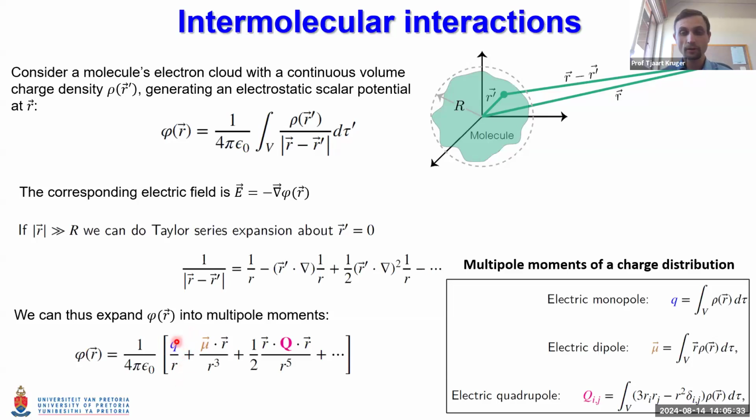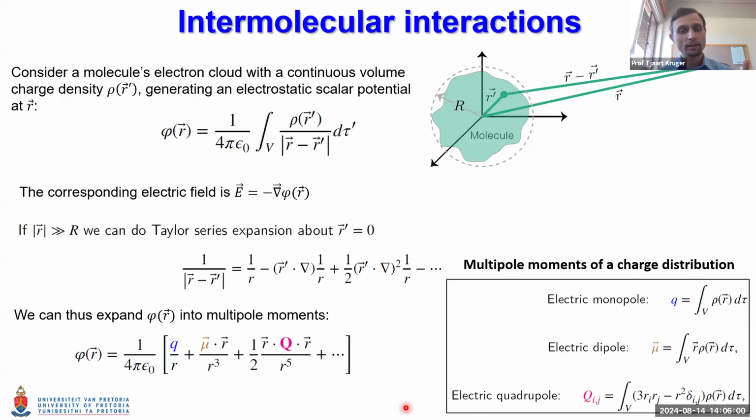So the first term, Q here, gives us the electric monopole, and this is the case when we have a charged molecule with an electric charge, Q. The second term is related to the electric dipole. So if we are dealing with a permanent dipole, then this is the relationship between an electric dipole and the charge density, and then we get the electric quadrupole term, and so we can go to higher order terms.